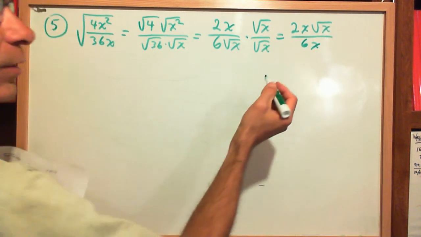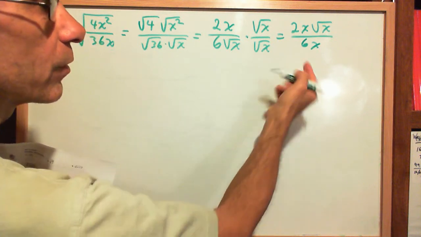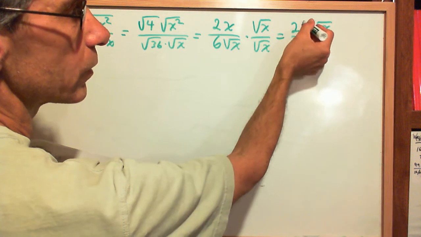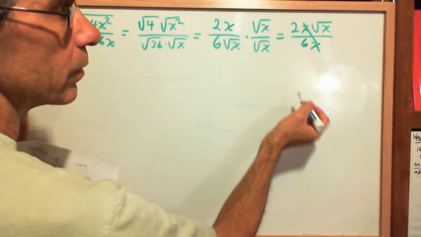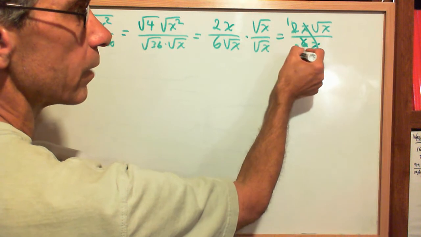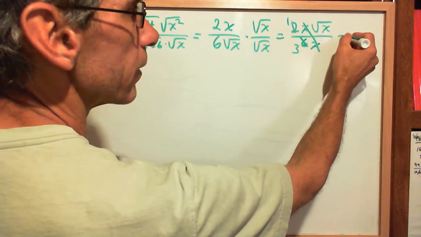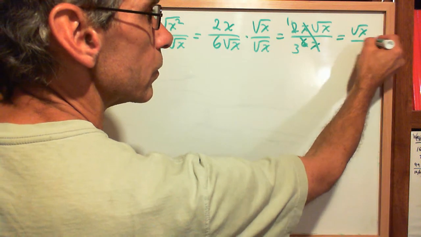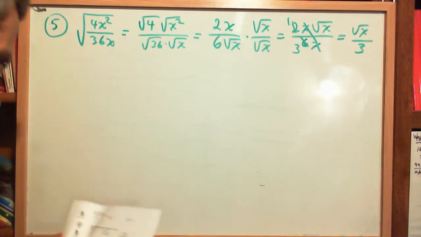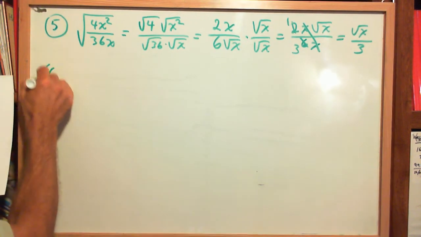What I failed to notice, because I was focusing on the radical, is there are a few things I can do to simplify this. Look, x goes into x once, x goes into x once. Those x's cross out. 2 goes into 2 once, 2 goes into 6 3 times. So really, all I have left is 1 times that, or just the square root of x over 3. That looks much simpler, right? Much easier to comprehend.